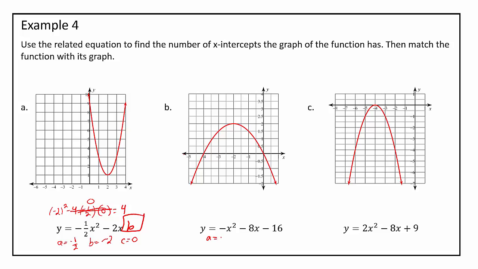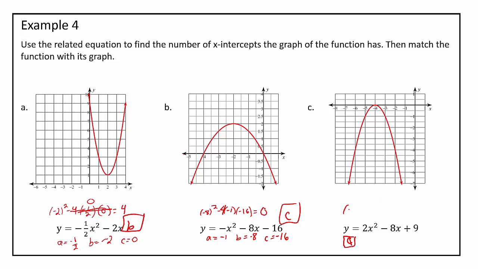So let's do that with this one. So b squared minus 4ac, that's 64 minus 64, which is 0. So 0 means there's only one x-intercept, so it's touching the x-axis, which is what C is doing. And so by process of elimination, this last one has to be A.